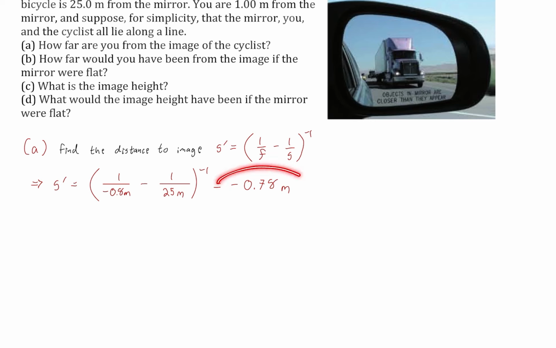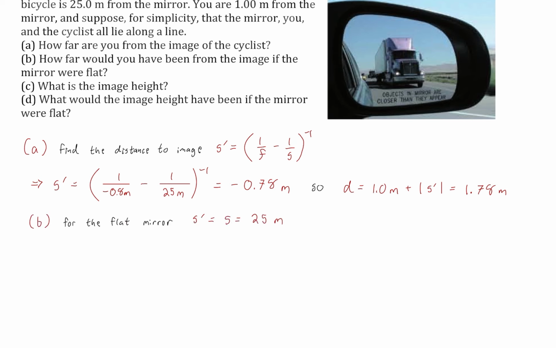And that's the distance from the mirror to the image, right? So the distance from the person to the image is the distance from the person to the mirror, 1 meter, plus the distance from the image to the mirror, which is the absolute value of that. So the image from the passenger is 1.78 meters away. Great, that's A. Now what about B?